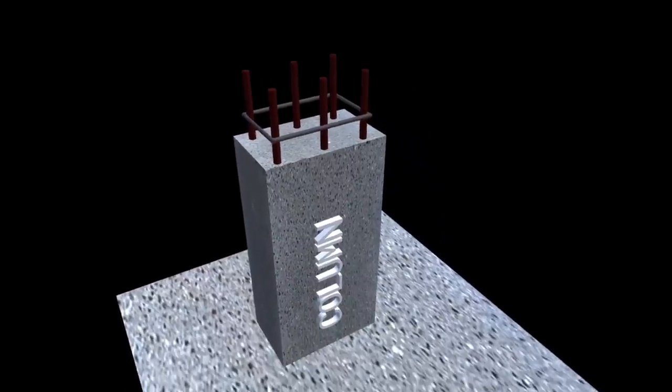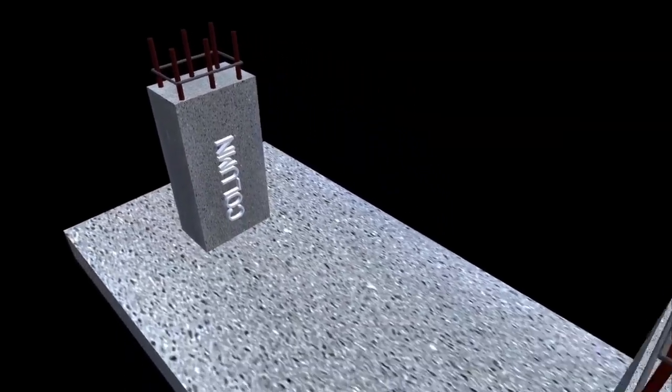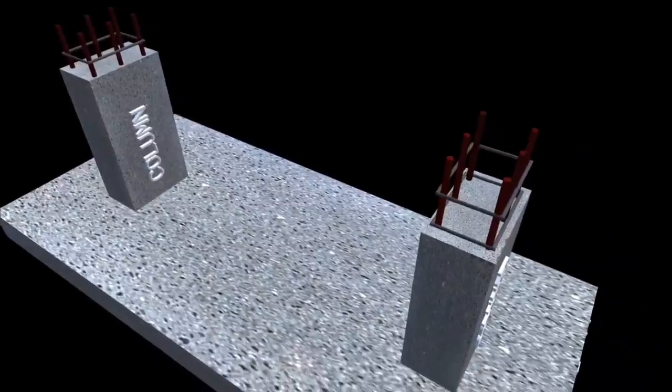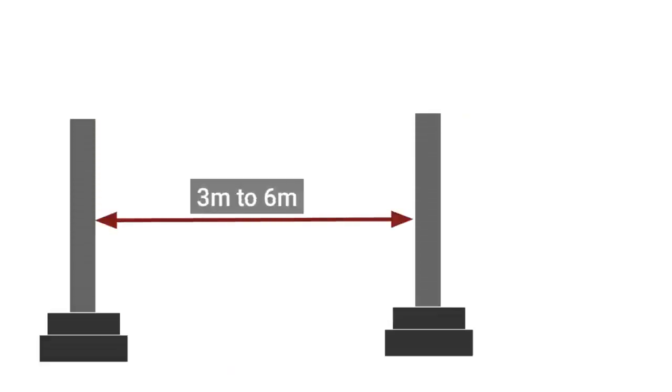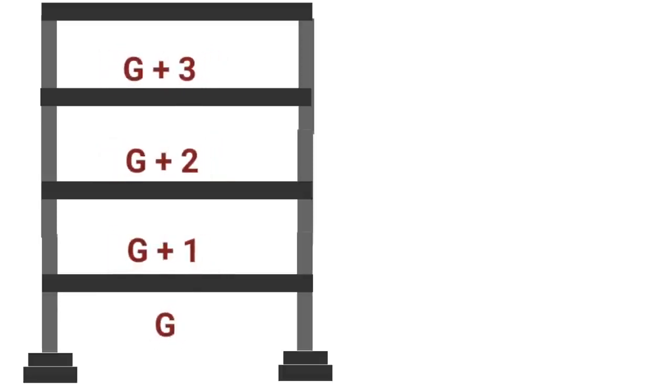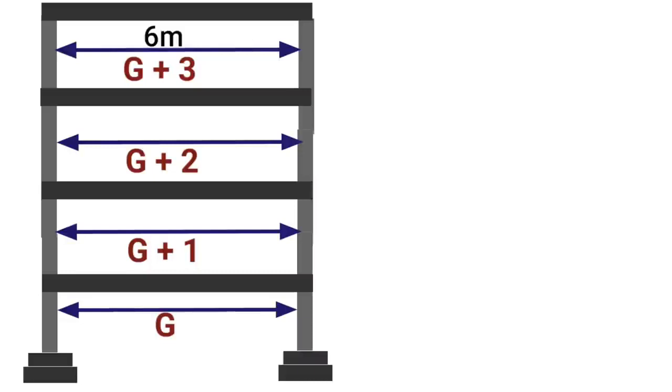Now coming to the main topic. Whenever we need to construct a residential building, the distance between two columns should be kept between 3 meter to 6 meter. This distance can be increased in case of high-rise buildings by executing post-tensioning method. Since we are talking about residential buildings up to G plus 3 story, the maximum span should be limited to 6 meter or 16 feet.